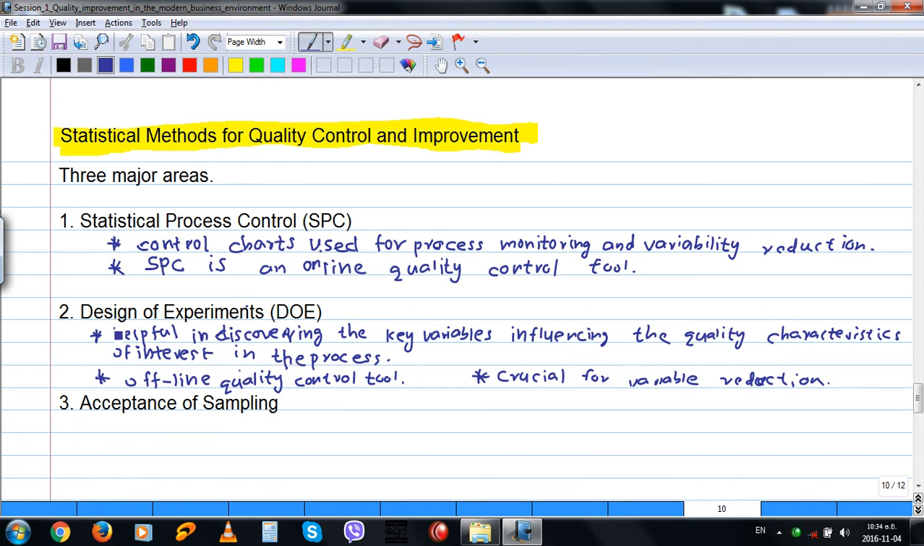So in design of experiments, one major type is factorial design. That is an example, one of the examples of design of experiments, factorial design.